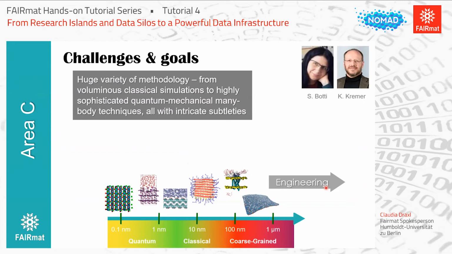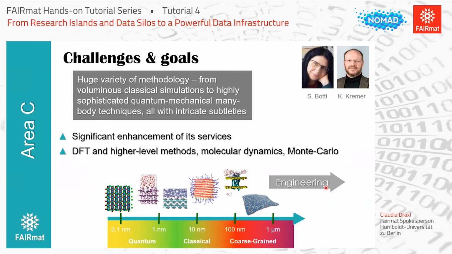So far, the Nomad repository basically captures theory data from density functional theory. There are classical simulations that come with a lot of volume. There are very subtle quantum mechanical many-body techniques to describe excitations, for instance. Everything comes with its intricate subtleties. So what we have in mind is, first of all, to enhance the services like the encyclopedia and the AI tools, but in particular to implement many more computational techniques into the data infrastructure.